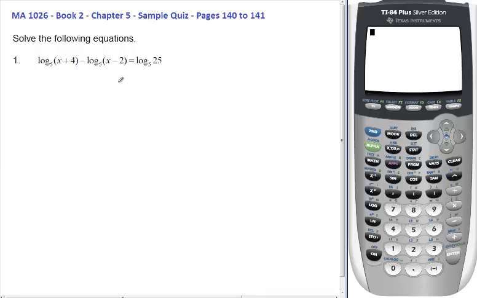So let's look. We've got log base 5 of x plus 4, subtract log base 5 of x minus 2, equals log base 5 of 25. Now, in order to solve this, there are two types of log equations. Notice this one has logs on both sides. Each term is a logarithm. When you have logs on both sides, we want to drop the logs.